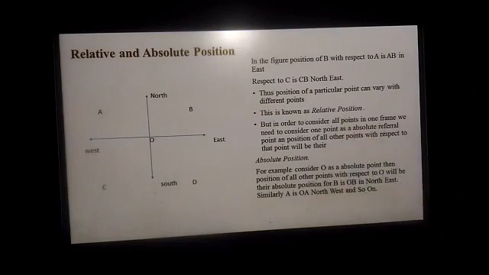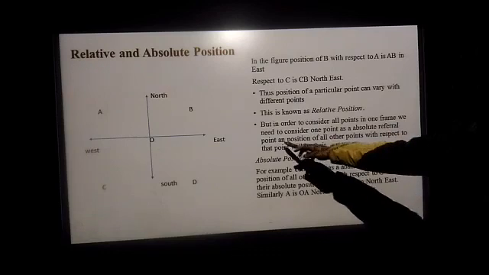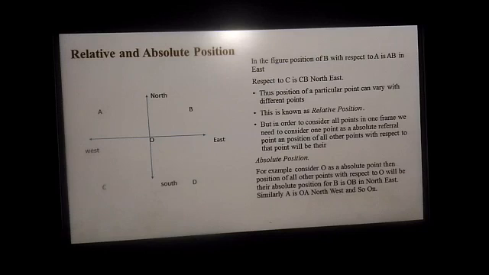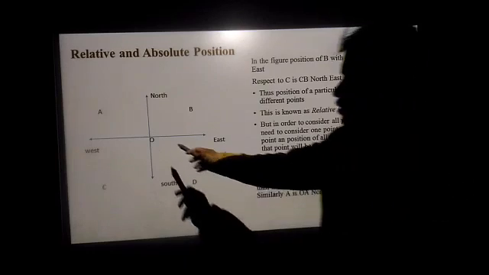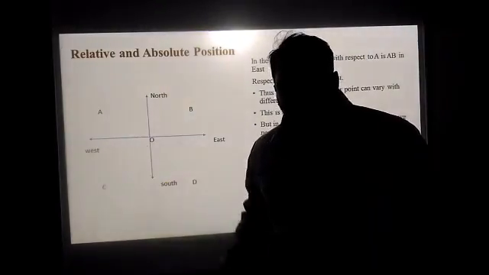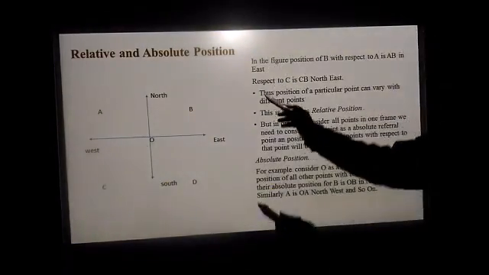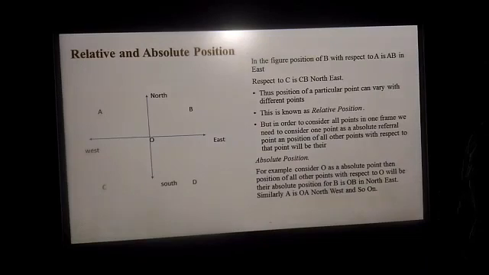But in order to consider all points in one frame, we need to consider one point as an absolute reference point. Mark the words absolute reference point. The position of all other points will be with respect to that point. Now I am going to talk about the absolute position. Suppose I take this position O as the absolute position. So the position of the other four persons, A, B, C and D, will change.